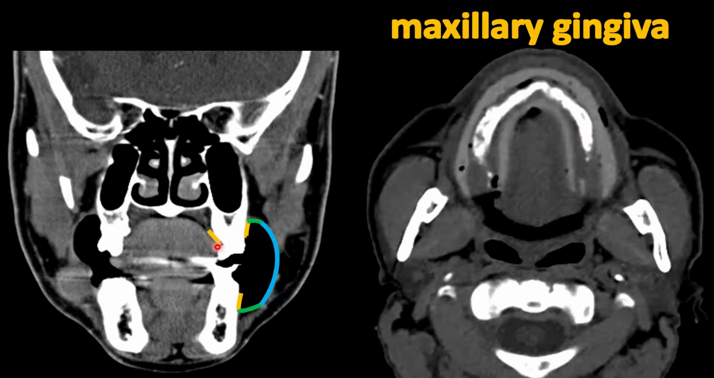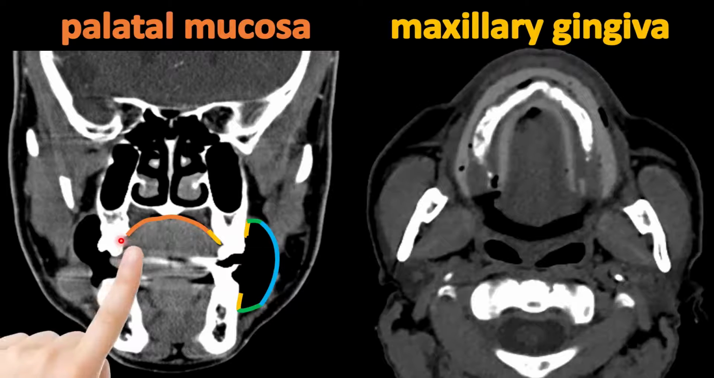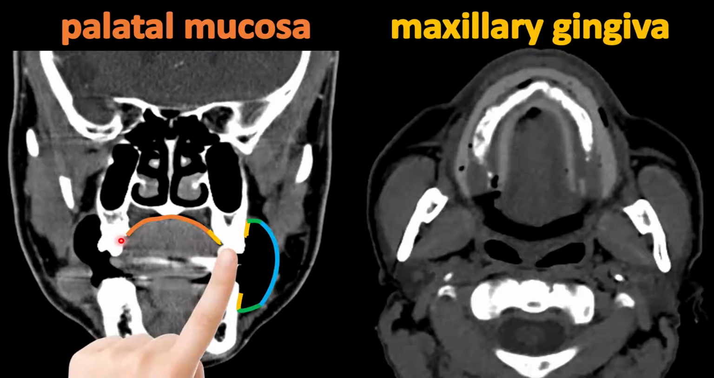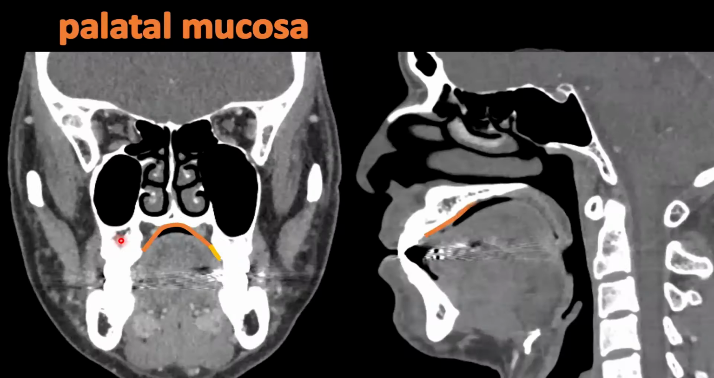So if you look at that in the coronal plane, you have maxillary gingiva here and maxillary gingiva here, and this is continuous with palatal mucosa here. So this is the mucosa overlying the hard palate. So yep, you're going to grab your finger and you're going to feel that, how you go from gingiva to palatal mucosa. And remember that tumors can spread the same way that your finger is moving along the palate now.